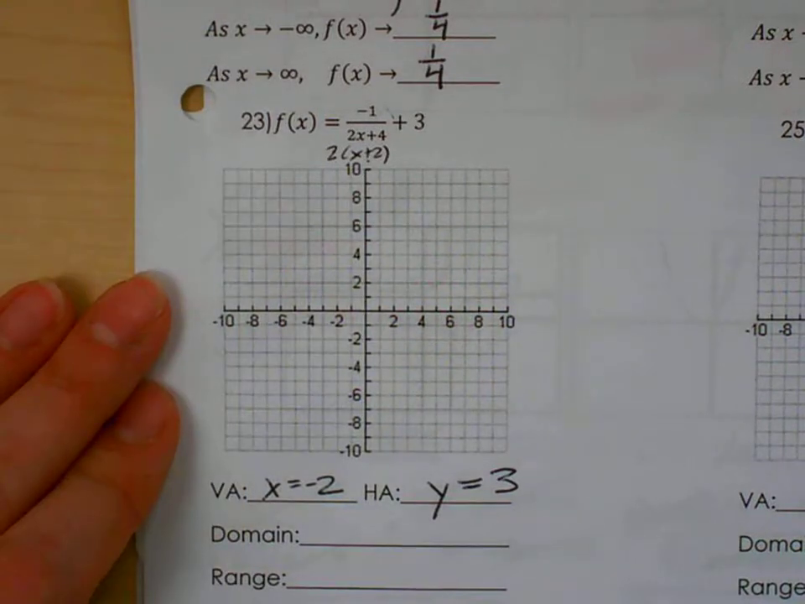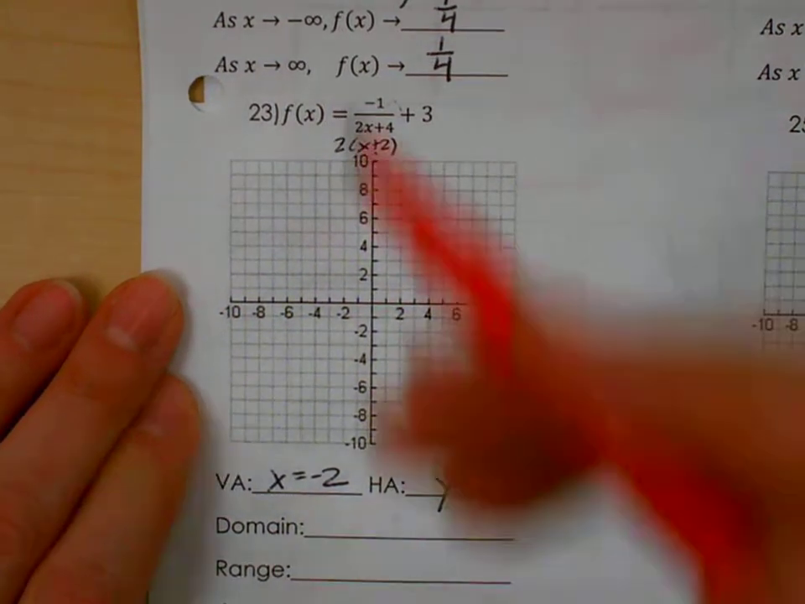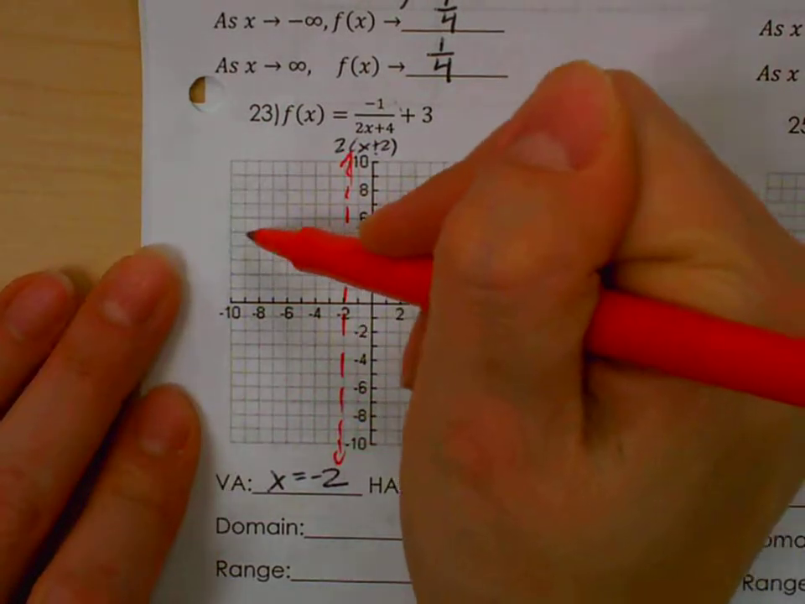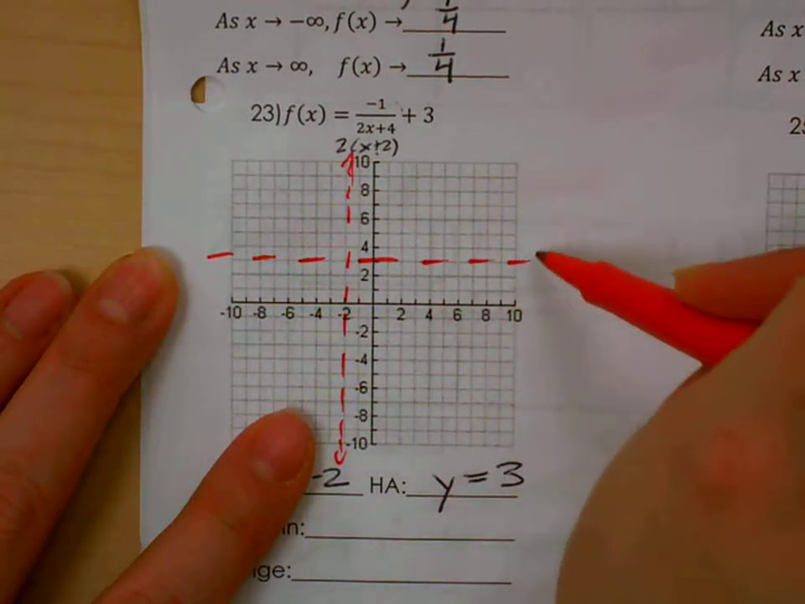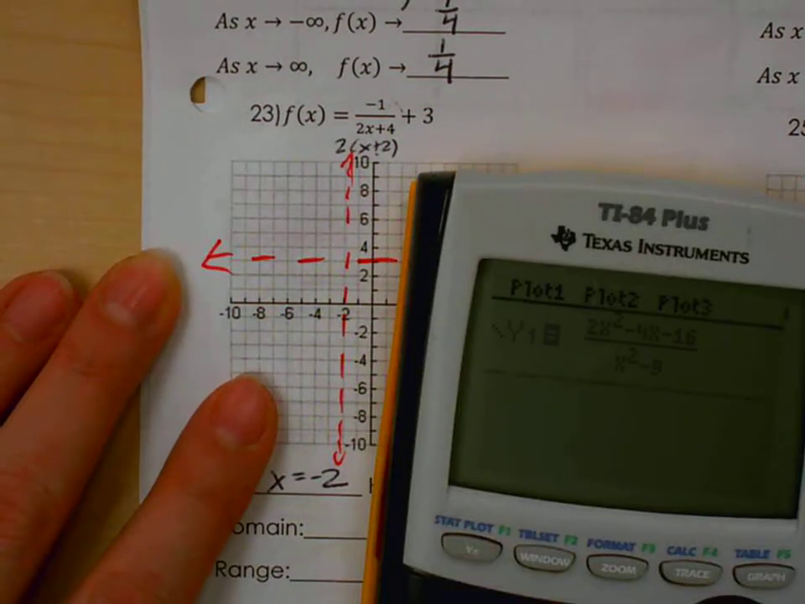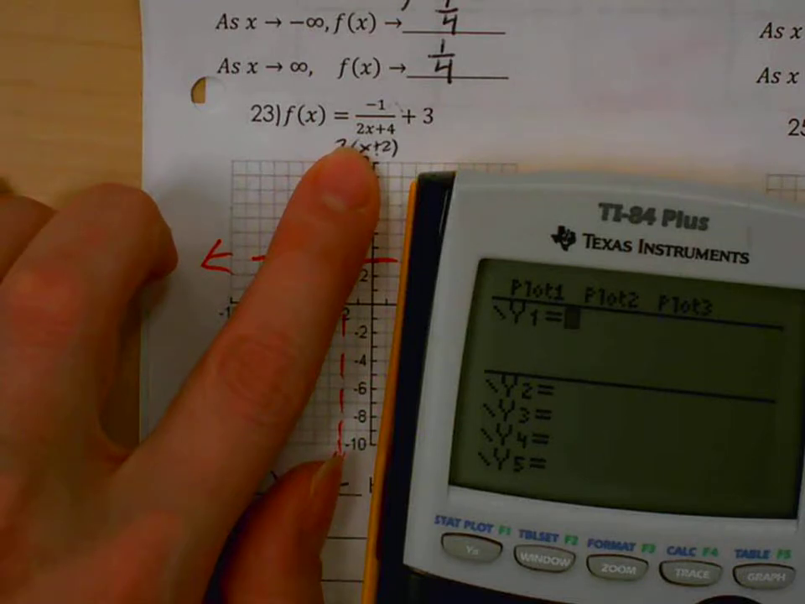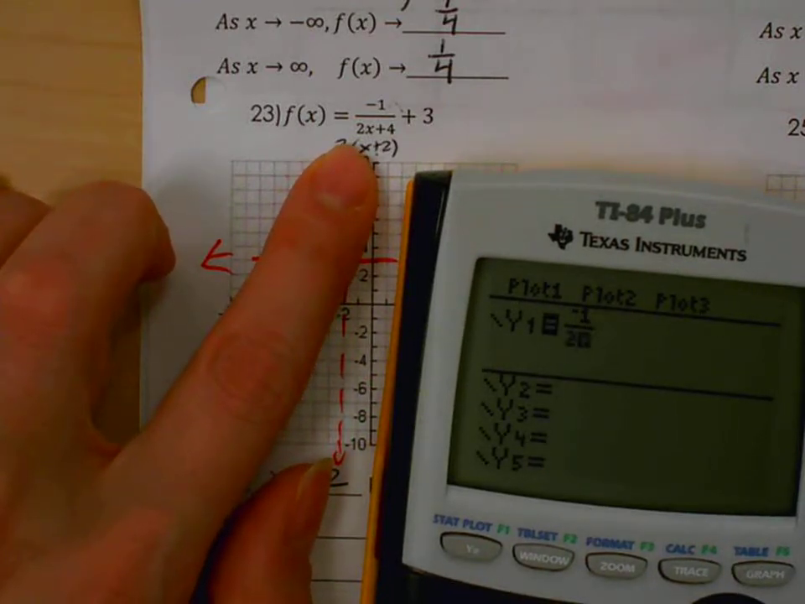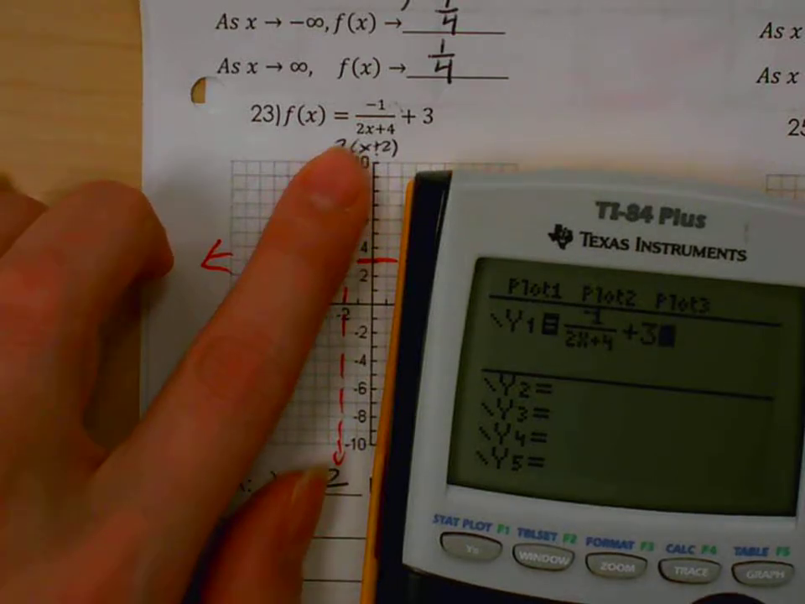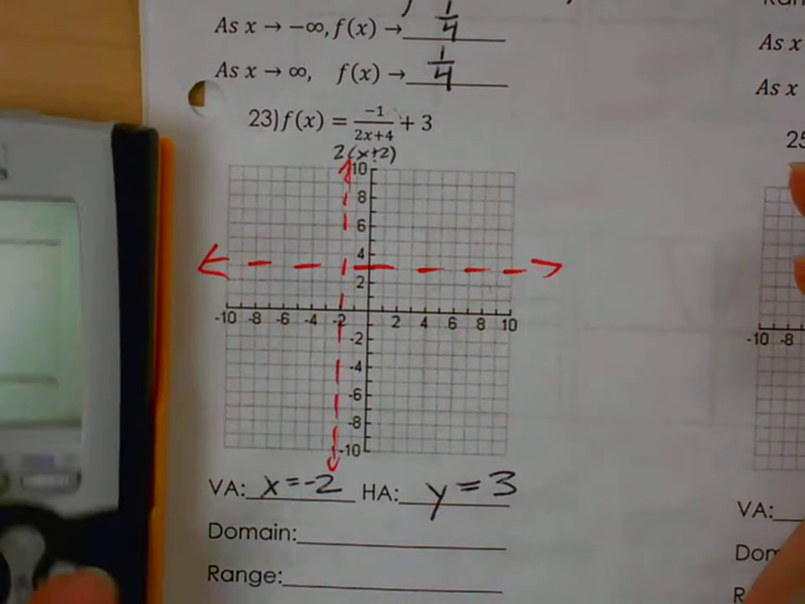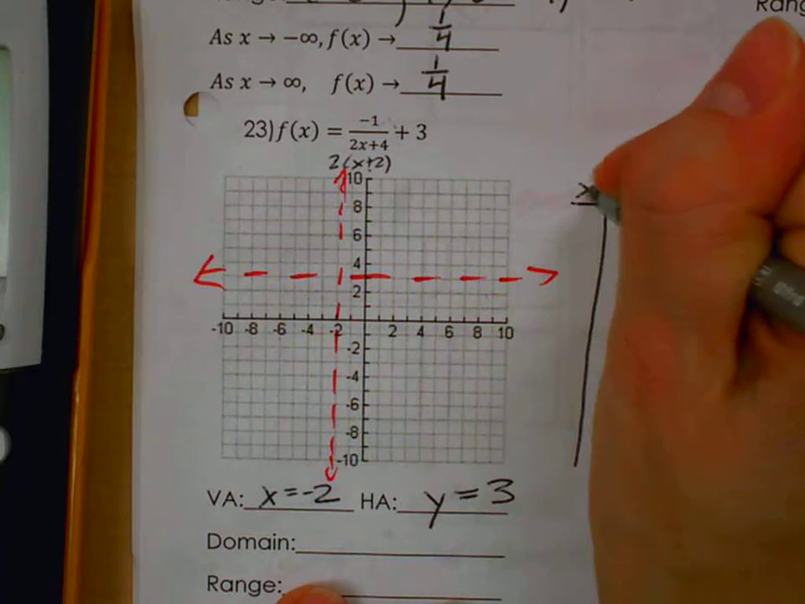So now let's graph these. I've got x equals negative 2, y equals 3, and we're going to get some points off of our calculator. So we're going to go to y equals and put in negative 1 over 2x plus 4, plus 3. Go to my table. I want at least 2 above and 2 below. So I've got x, y.